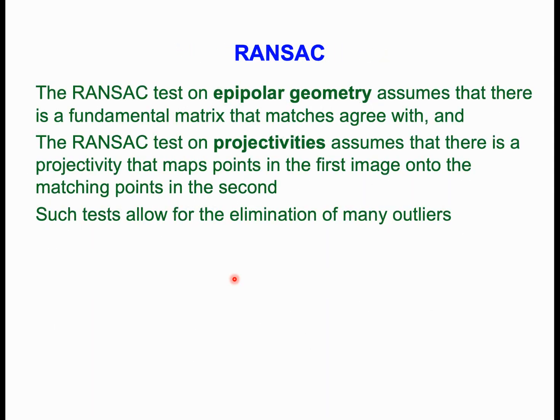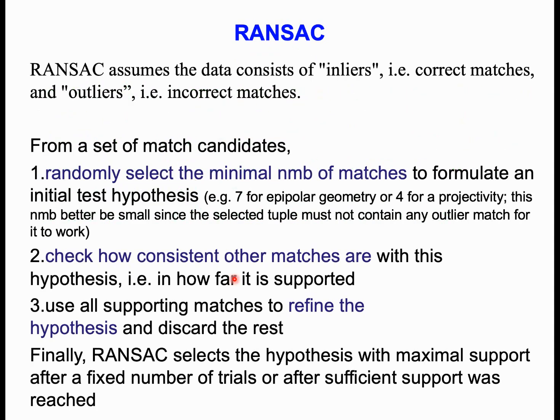So the RANSAC test on epipolar geometry assumes that there is a fundamental matrix that matches should agree with. The RANSAC test with projectivity assumes that there is a projectivity that maps points in the first image onto the matching points in the second image. And these tests will allow us to eliminate many of the outliers. So the idea is rather simple.